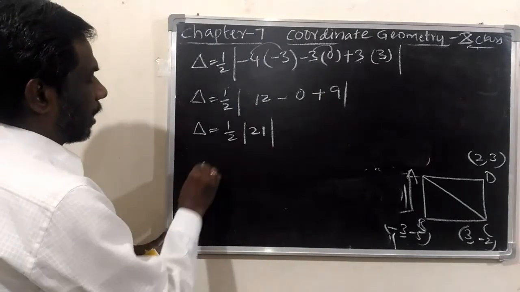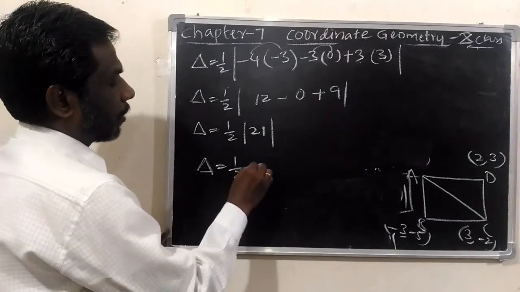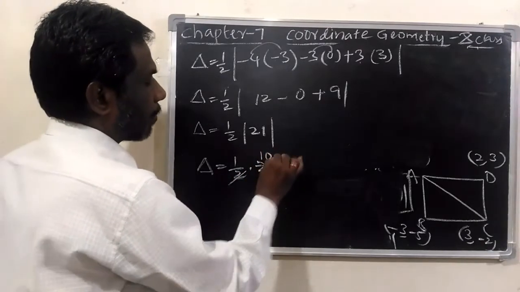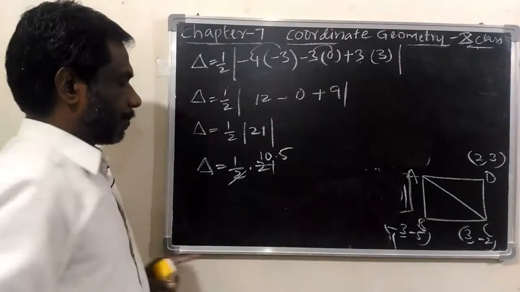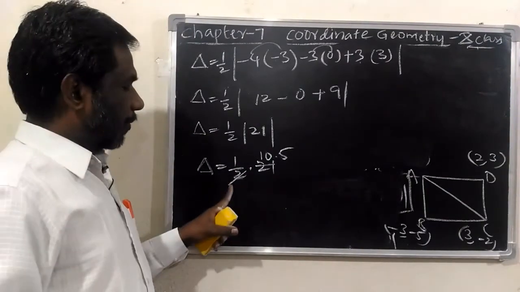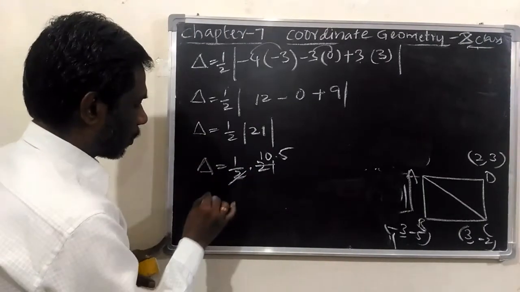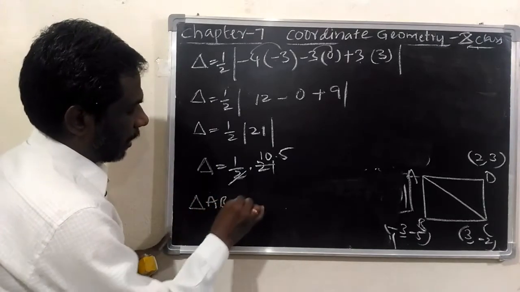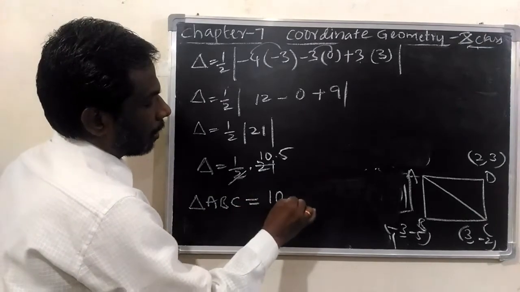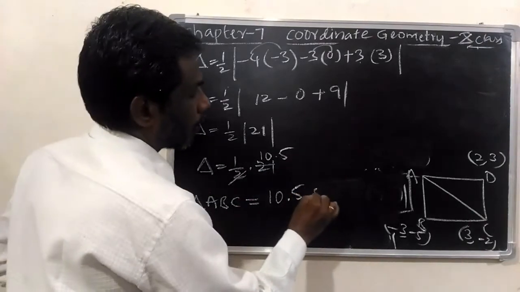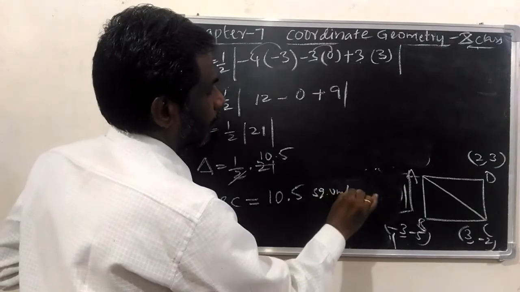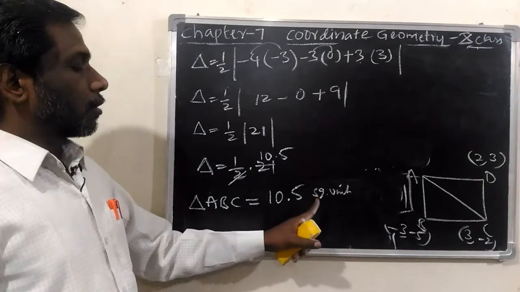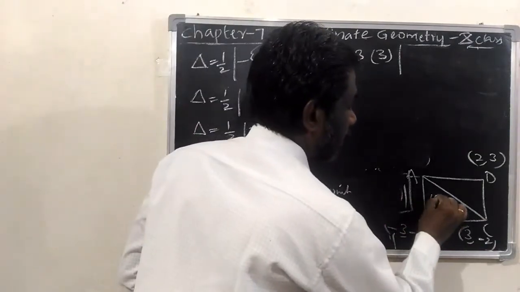Now delta is equal to half into 21. If we divide this 21 by 2, we get 10.5. So the area of ABC is equal to 10.5 square unit. Area of ABC is 10.5 square unit.